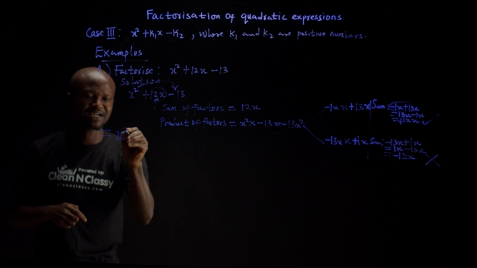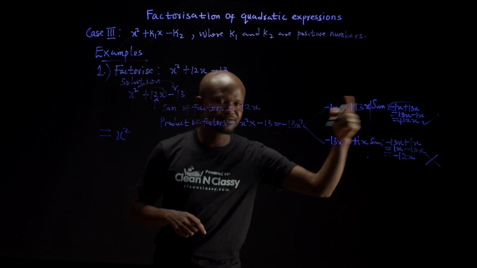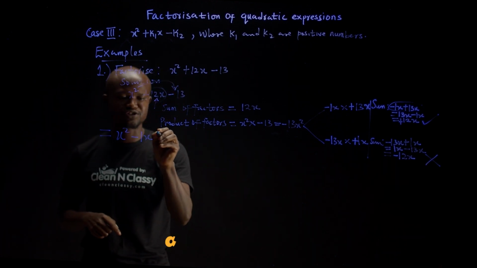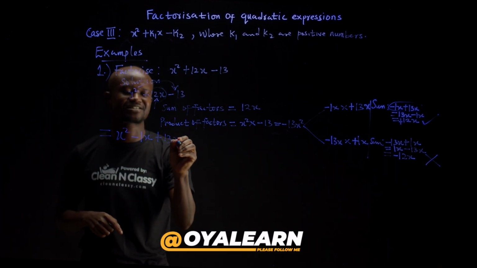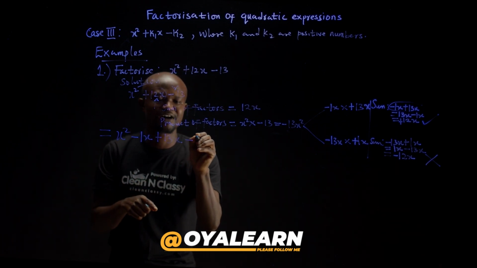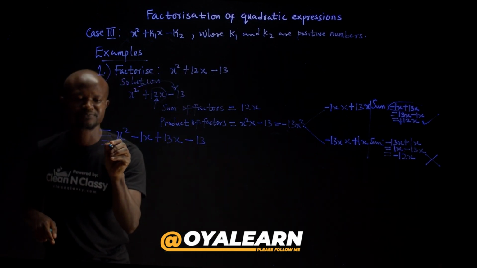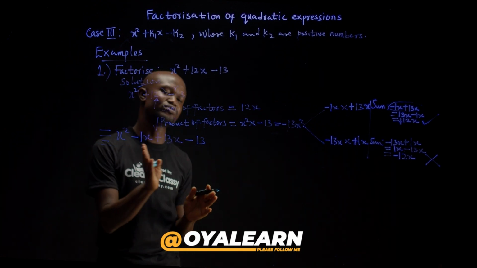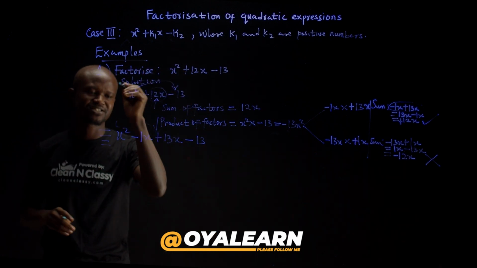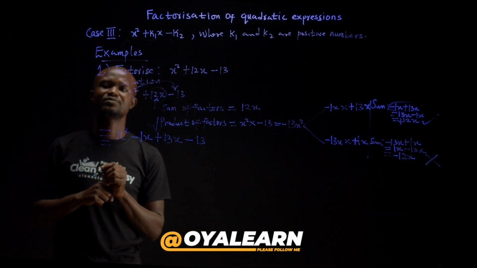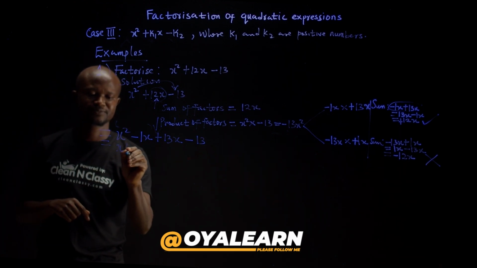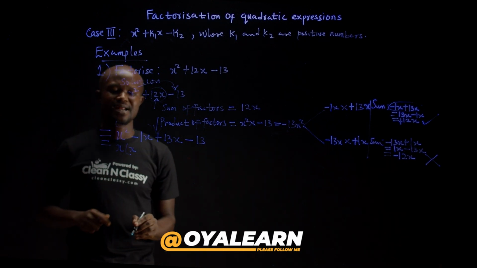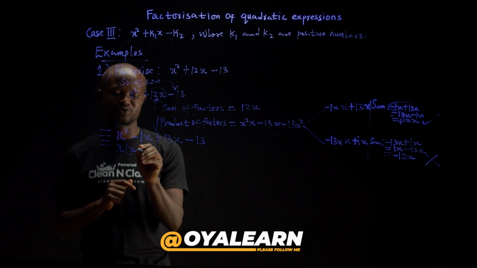Let's go back to the main question. We now have x squared, then minus 1x, then plus 13x, which represents the middle term, then we have minus 13. Now, we pair at this stage: the first two and the last two. For the first two, what is common to both? x. Now, x squared divided by x, what will you have? x. Now, minus 1x divided by x, we have minus 1.